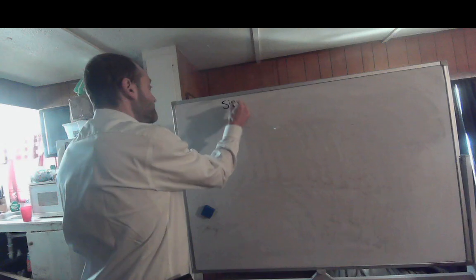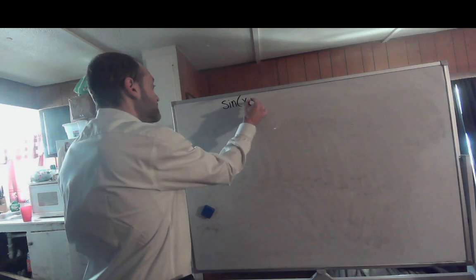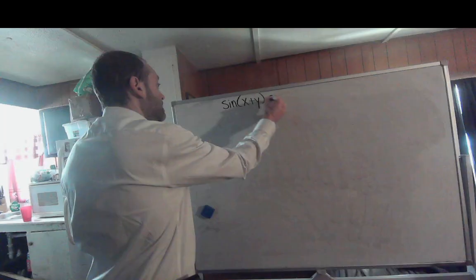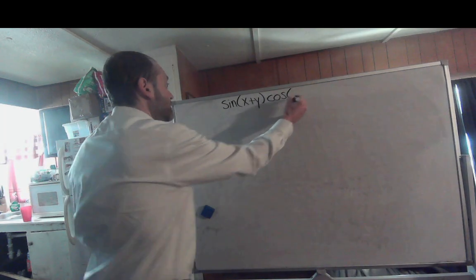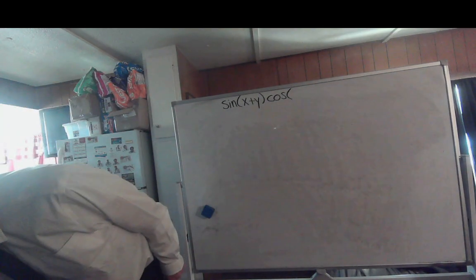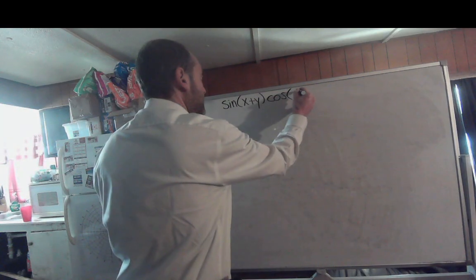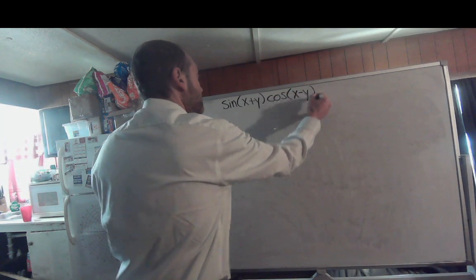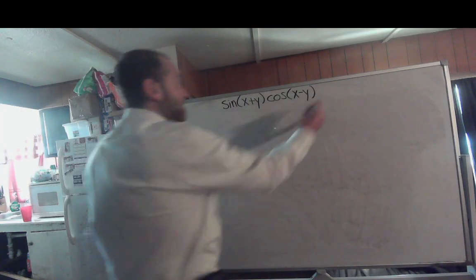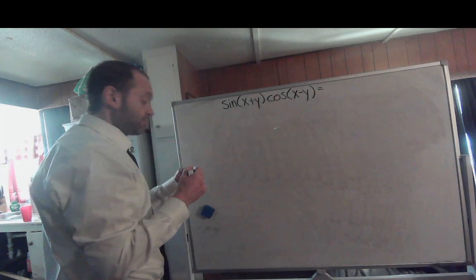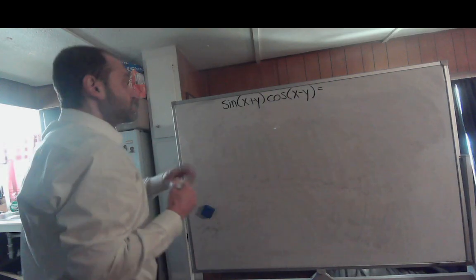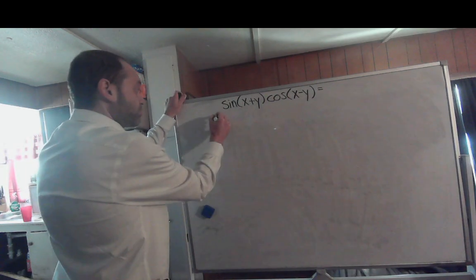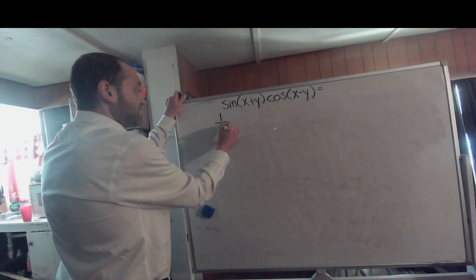Now we have the sine of x plus y times the cosine of x minus y. So we have a product of a sine and a cosine. This is going to work out a little bit differently. So let's go ahead here and apply the product of sum formula for sine times cosine.